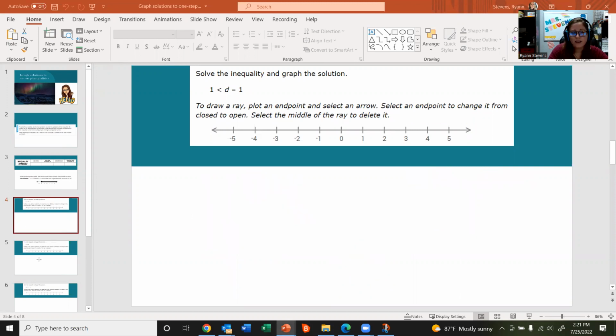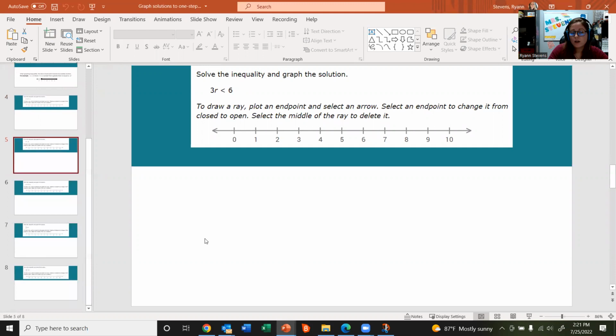Let's look at another one. If we have this here, we want to solve the inequality and graph the solution. It reads 3r is less than 6. So I'm going to rewrite this down here. 3r is less than 6. We want to identify, and I'm going to place that circle around my variable. And when I have that circle around the variable and I look at 3 and r, I can identify the operation. If I knew what the variable was, I know that I would be multiplying 3 times r.